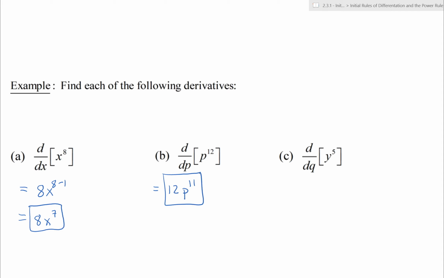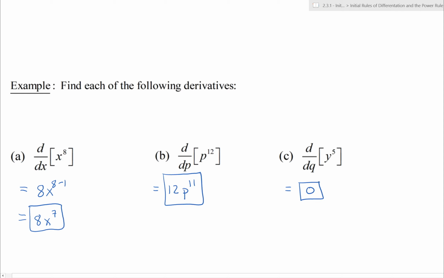In part C here, it's almost like a trick. Notice we are asked to find the derivative with respect to q of y to the 5th. Now remember our Leibniz notation. This q down there tells us to treat q as the input variable. I don't have any terms with q's in them in y to the 5th, so really what we're being asked to do here is differentiate a constant, because the input variable is q, and we're differentiating y to the 5th, and so y to the 5th is a constant in this case, and thus we get just 0.